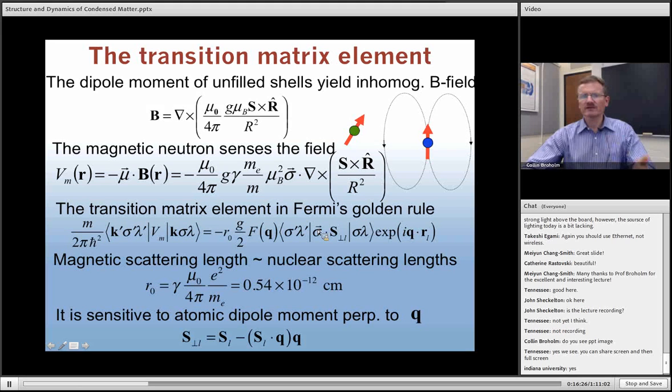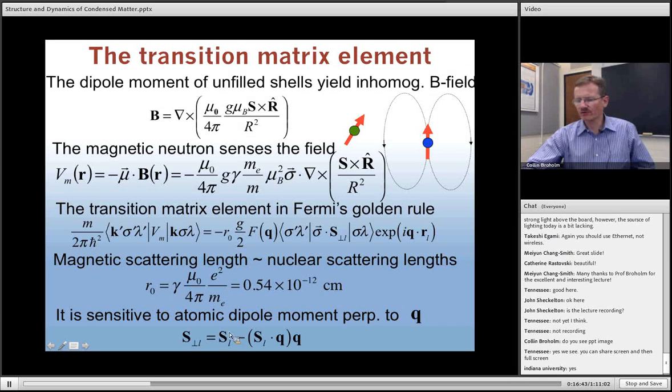And I'm going to be returning to that a couple of times through the lecture. And this is emphasized in the formula at the bottom of the page, that it is this S perpendicular component of the angular momentum operator that we're actually sensitive to. And this can be written out in this form.